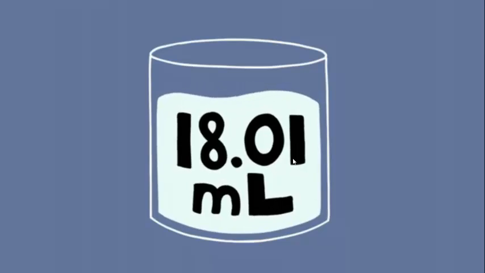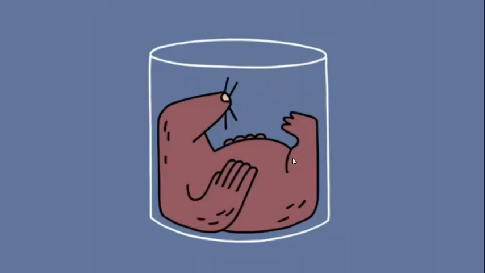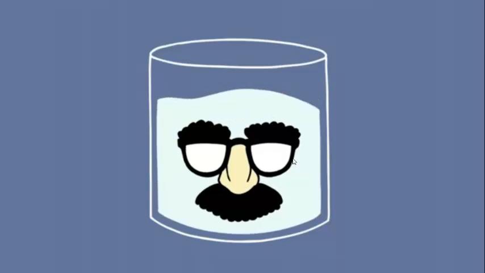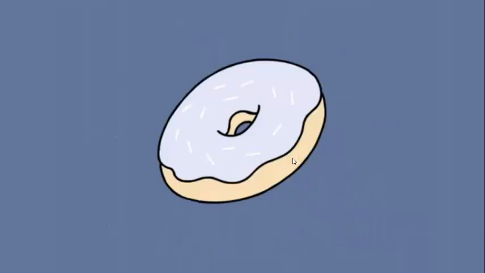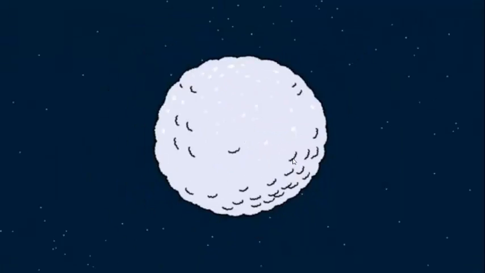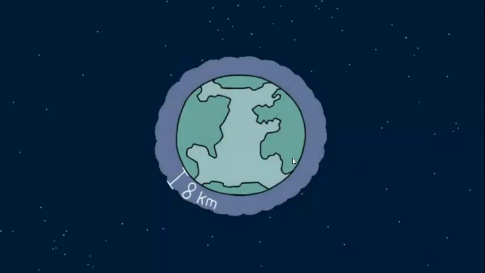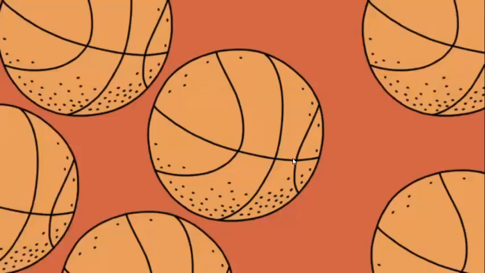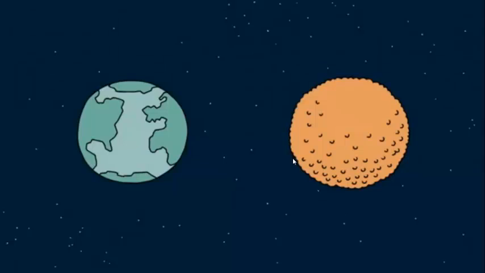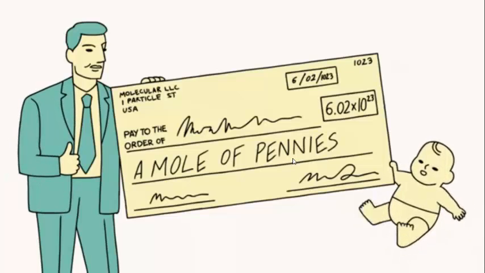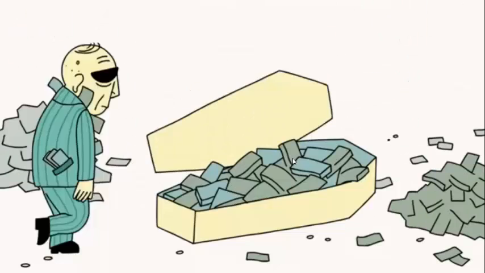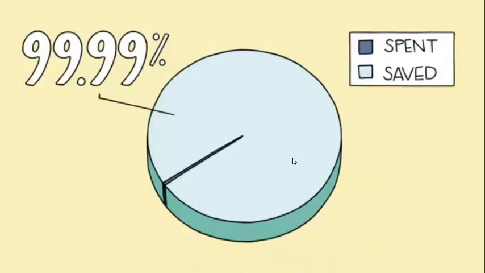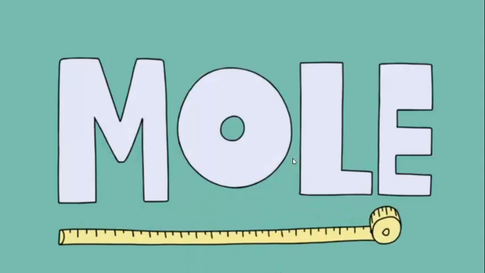Remember our 18.01 milliliters of water? Well, that's a mole of water. But how much is that? Exactly what does 602 sextillion look like? Maybe this will help. Exchange the water particles for donuts. If you had a mole of donuts, they would cover the entire Earth to a depth of 8 kilometers, which is about 5 miles. You'd really need a lot of coffee for that. If you had a mole of basketballs, you could create a new planet the size of the Earth. If you received a mole of pennies on the day you were born and spent $1 million a second until the day you died at the age of 100, you would still have more than 99.99% of your money in the bank. Okay, now we sort of have an idea how large the mole is.